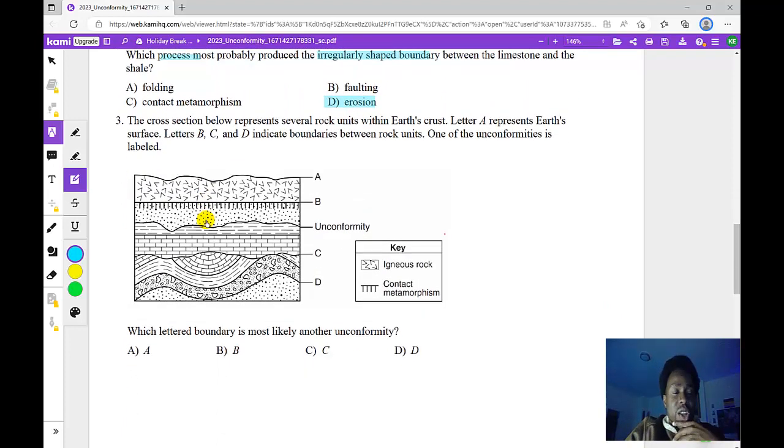All right, question number 3. Question number 3 says, which lettered boundary is most likely another unconformity? So we have this here that says unconformity, and then it's asking which other boundary is an unconformity. So you have boundary A, B, C, and D. Unconformities are usually represented by squiggly lines. So of all the lines A, B, C, and D, it is line C that is squiggly that best represents an unconformity. So our answer here would be C.